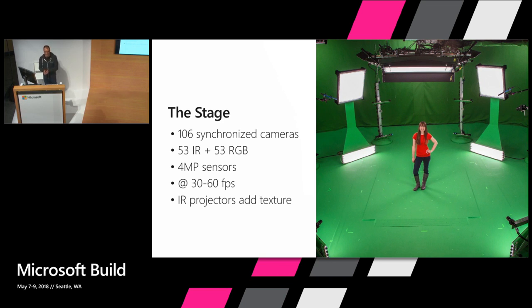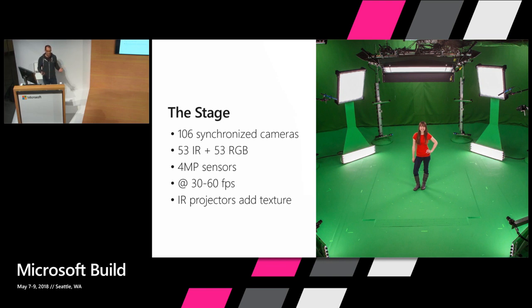A stage consists of 106 synchronized cameras. That's 53 IR and 53 RGB cameras. They are arranged into stereo pairs. They're each 4 megapixel sensors, and they typically capture at 30 frames per second. Although for just twice the processing time and twice the storage, we can capture at 60.